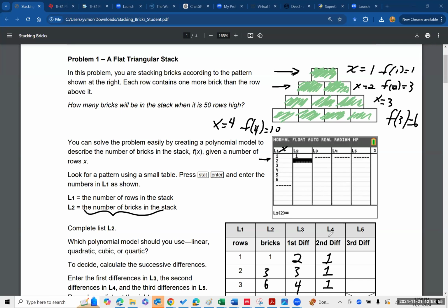I'm going to go ahead and clear the screen so that we can keep reading.